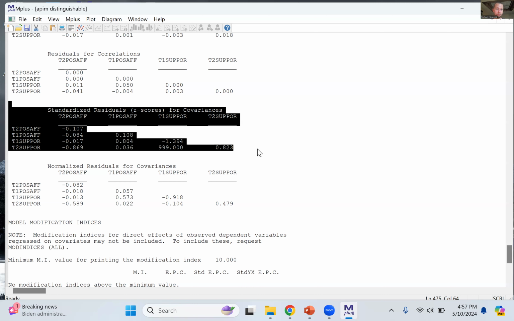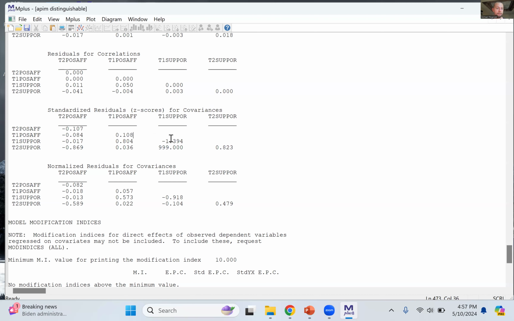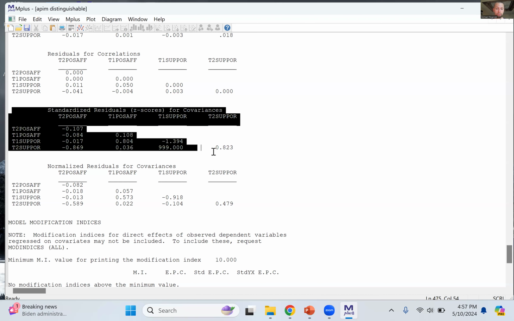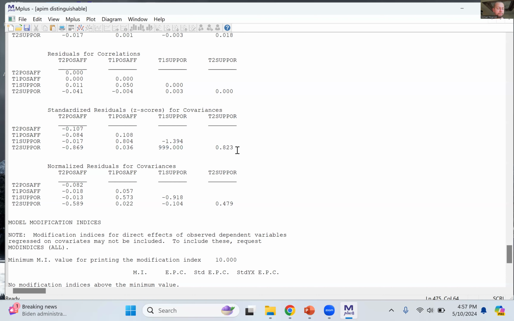And so if I were to report this in a manuscript, I would talk about the global fit indices up above, and I would also talk about these, which are what's called local fit indices. And so I can say with more confidence that our model is correctly specified, and we don't have any potential problems in our model as it is.